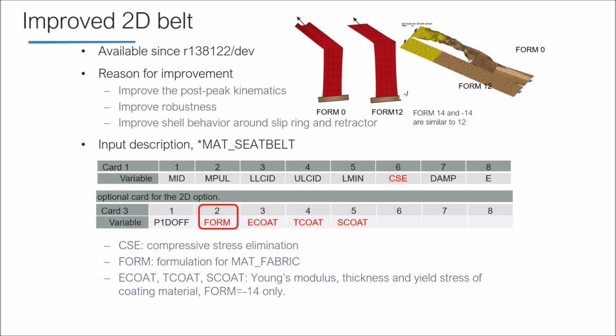On the mat seatbelt card, you can request form 12, 14, or -14, which have the same meanings as the input parameter with the same name in mat fabric. They all give a better response than the default. Form -14 has the additional capabilities of modelling an elastic coating, like the liner of an airbag, which can further increase the stability.